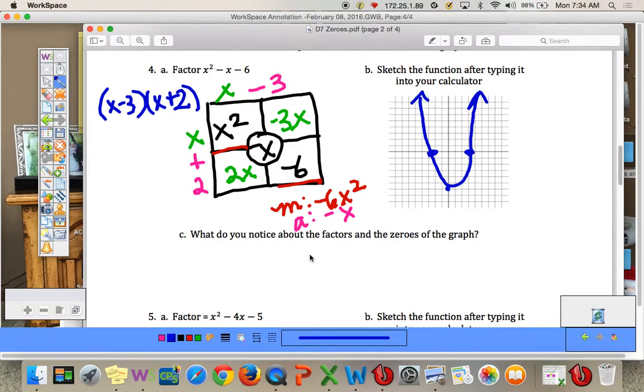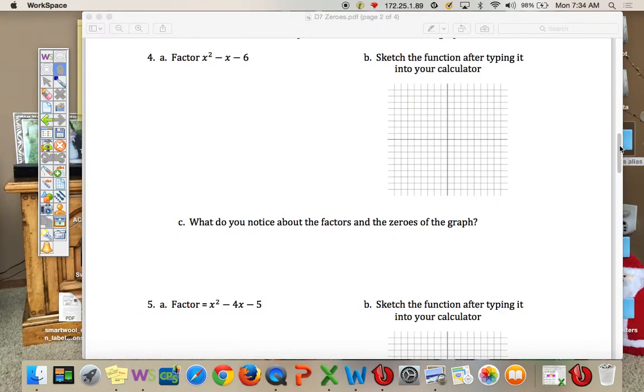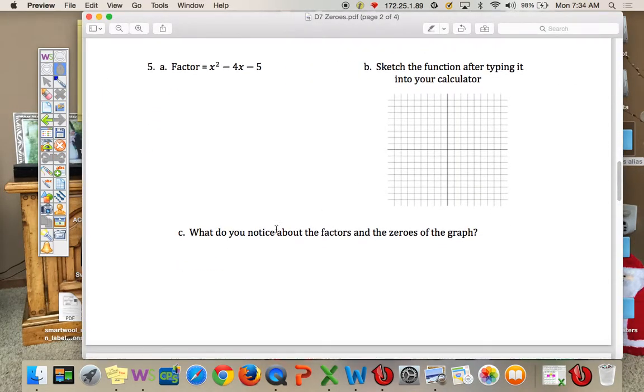All right, what do you notice about the factors and about the zeros? So this zero is at 3 and this zero is at negative 2. Well, 3 is the opposite of negative 3. Negative 2 is the opposite of 2. So you could write something about that here. They're the opposites of the factors. Let's try it again and see if that pattern holds true.